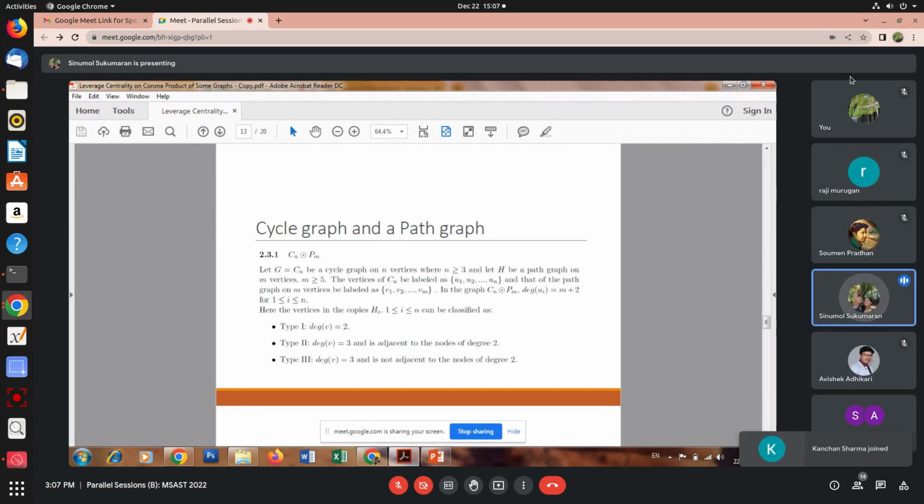Here the vertices in the copies, i varies from 1 to n, can be classified as type 1, degree of vertex equal to 2, type 2, degree of vertex equal to 3 and adjacent to the nodes of degree 2, and type 3, degree of vertex equal to 3 and not adjacent to the nodes of degree 2.